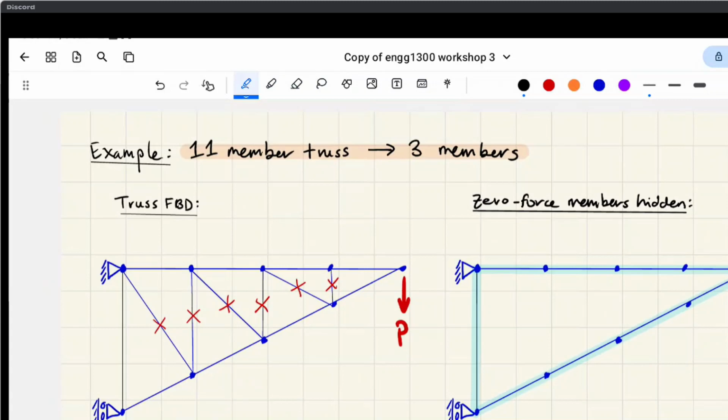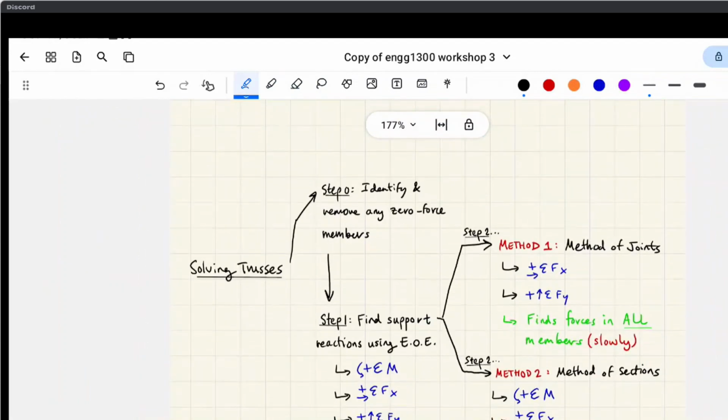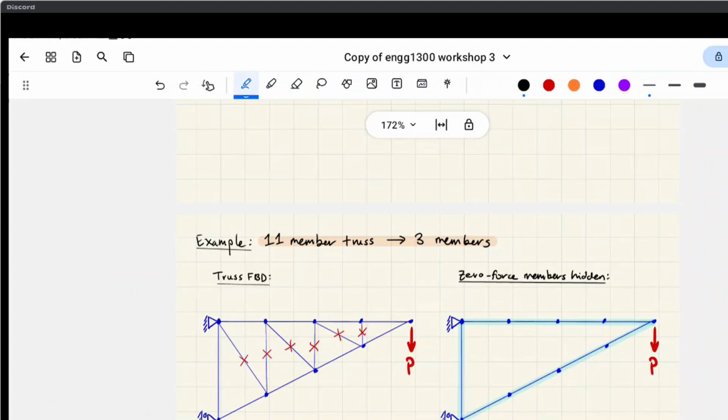Yeah, that's a pretty extreme case, and I really doubt there's any professor in the world who's mean enough to give a student that question in a midterm or something, because it purely relies on the fact that you can recognize the trick with zero force members. But it will speed it up considerably if you do know the trick, right? But yeah, so you know what? I'll run through that part later. How to solve trusses.